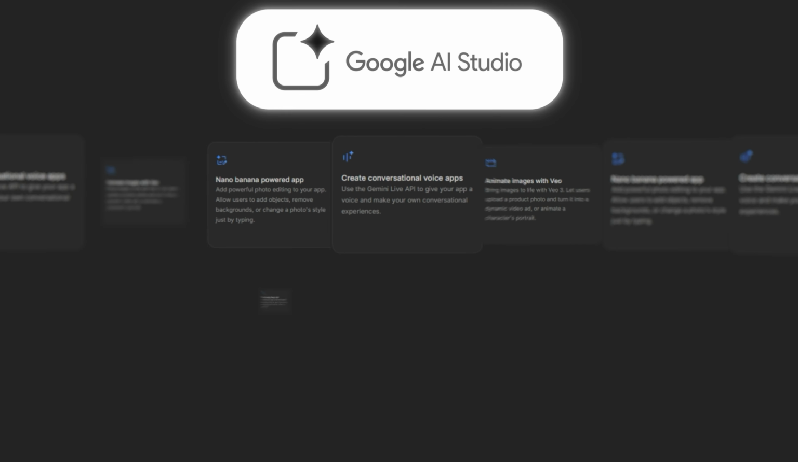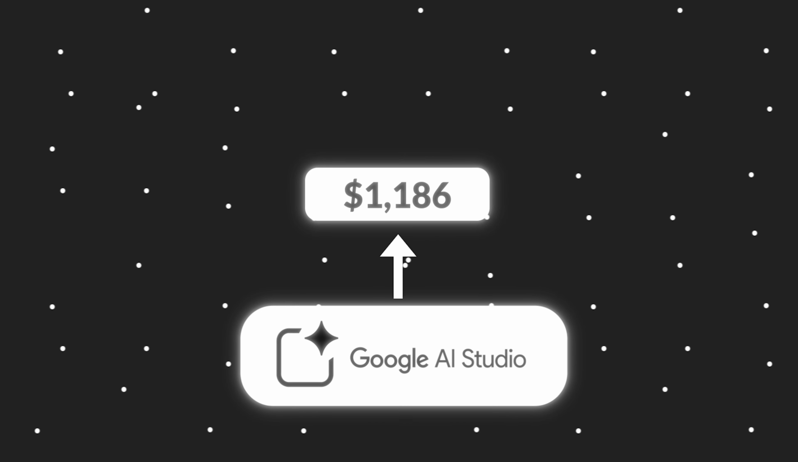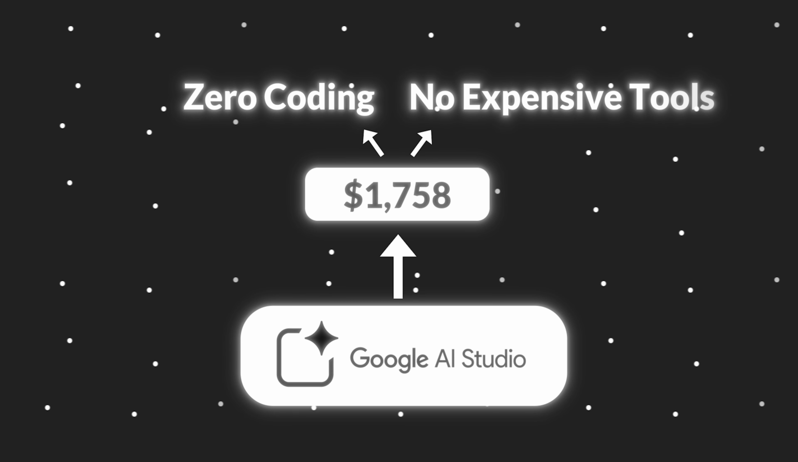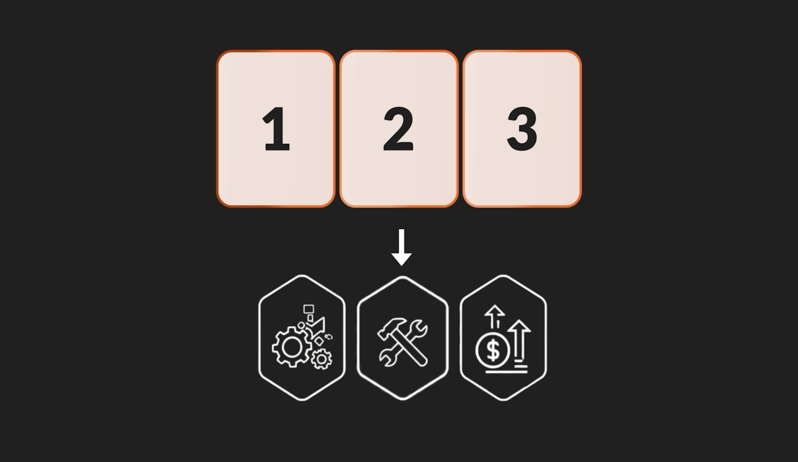Most people haven't heard of Google AI Studio, or they open it, get overwhelmed and never touch it again. I have used it to generate thousands of dollars in savings without coding or paying for expensive tools. So in this video, I'll show you 3 proven ways to use it to automate work, build useful tools, and create income opportunities while it's still free.